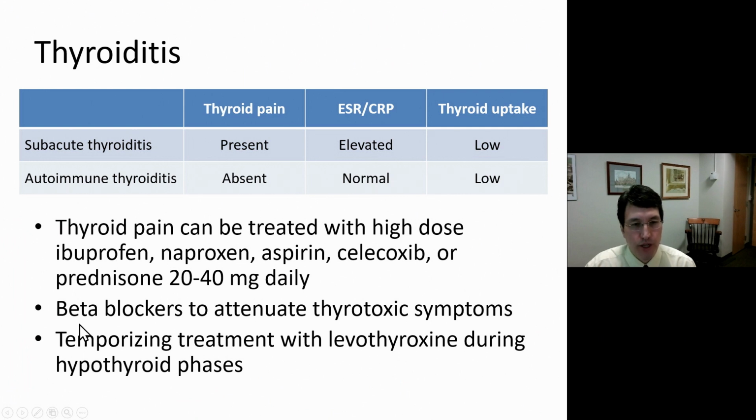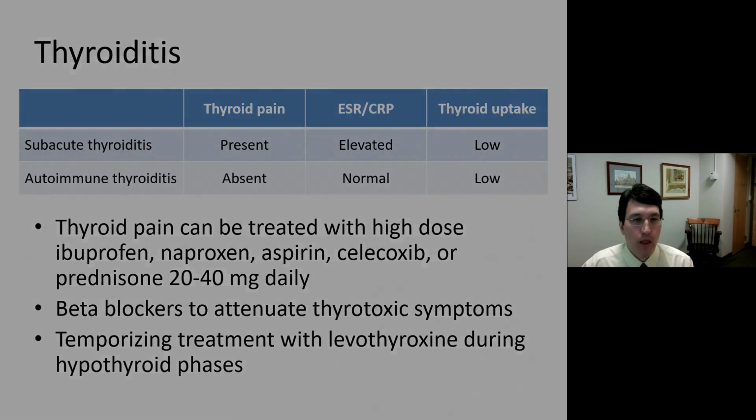We'll usually treat either of these conditions with beta blockers if patients are having very disruptive thyrotoxic symptoms. And then both of these conditions can progress through hypothyroid phases. They can be temporary or they can actually be permanent, but depending on whether patients are manifesting any symptoms during these hypothyroid phases on the way to recovery, we may treat them with low doses of levothyroxine just to act as a buffer during that time.